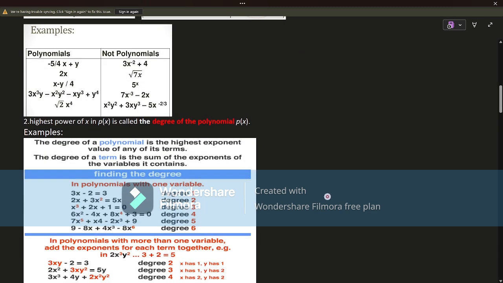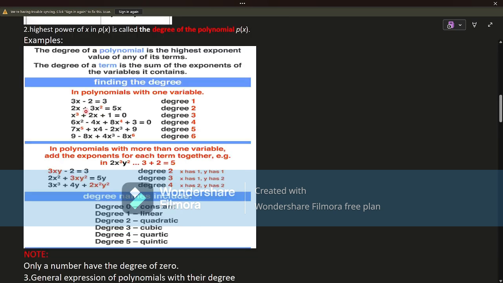I think so. Now the degree of the polynomial. What is the degree of the polynomial? For any given polynomial, the degree is simply the highest power of the variable. For example, the highest power in any polynomial expression is called the degree. In this expression, what is the highest power of x? 1. So the degree is 1. In this expression, what is the highest power of the variable? 2. So the degree is 2. In this expression, what is the highest degree of the x variable? 3. So the degree is 3.